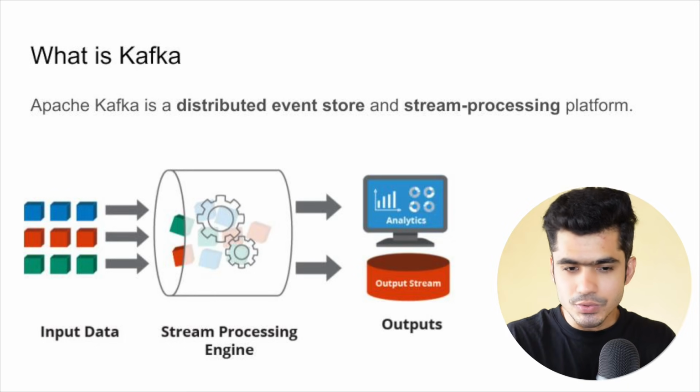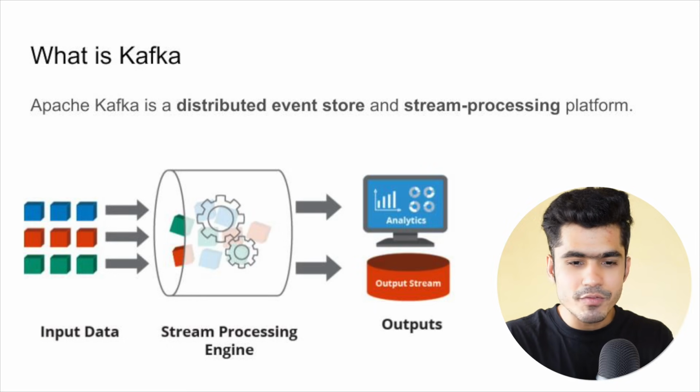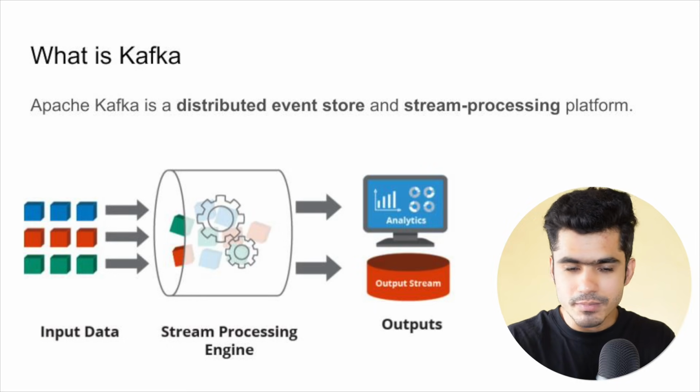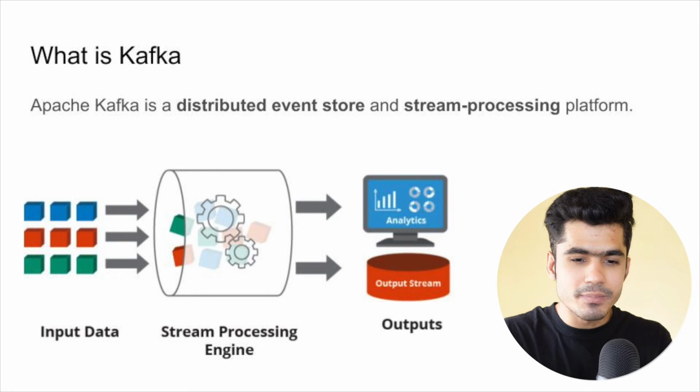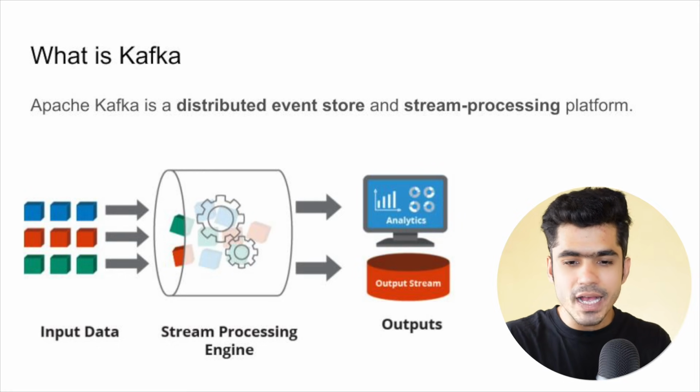So let's understand these two things: distributed event store and stream processing. Event is basically when you do something online. So when you click on some application, when you like something, when you share something, all of these things are considered as events. So distributed event store basically means all of these events are distributed on different networks and coming to you. And then we have stream processing.